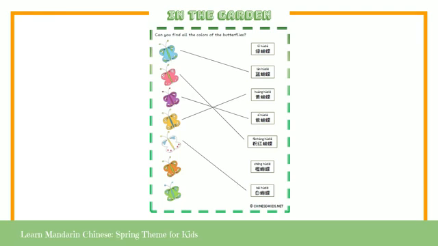白蝴蝶. Okay, move on. 橙蝴蝶. The last one. 绿蝴蝶. You got them all right? Great.